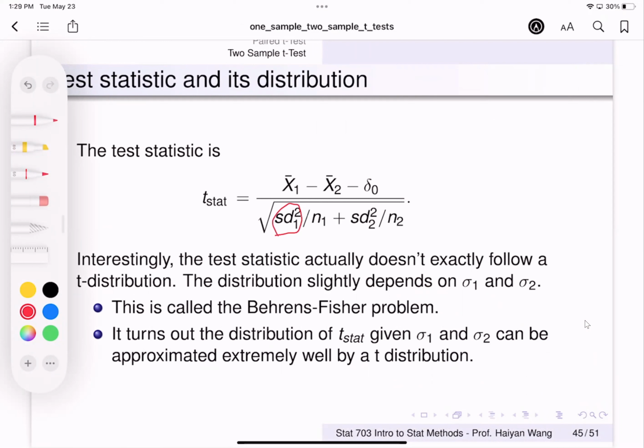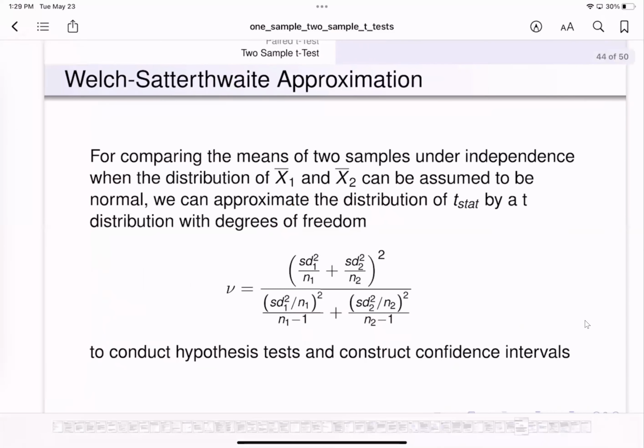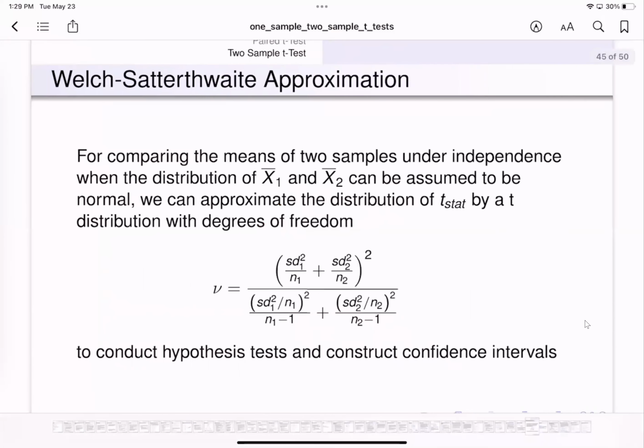This statistic does not have exactly a t-distribution, but it's well approximated by a t-distribution. And the degrees of freedom, unfortunately, depend on the standard deviations. So there is an approximation formula, the Satterthwaite approximation formula. It tells us that the degrees of freedom for that statistic is given by this one. This is the degrees of freedom.